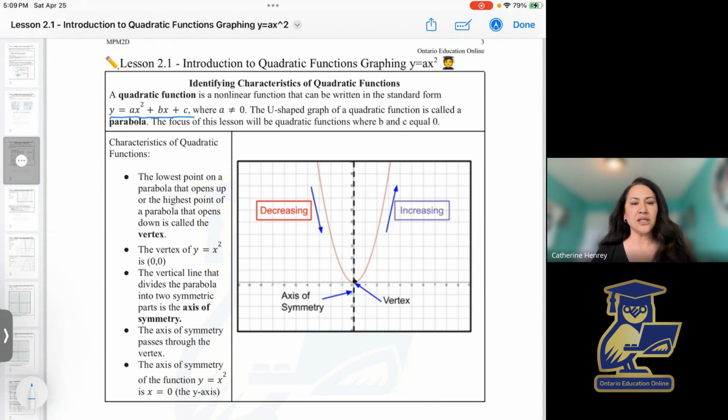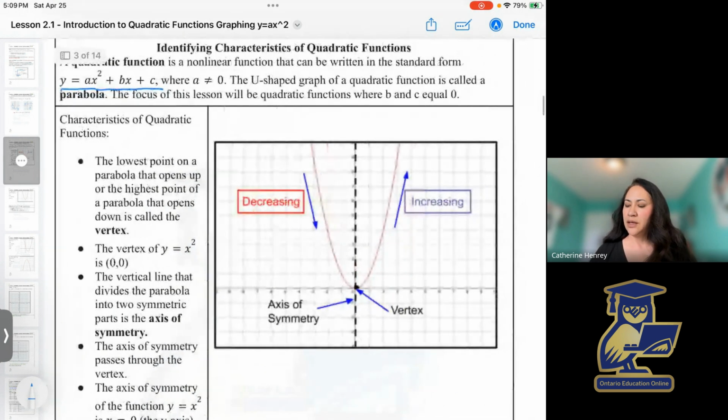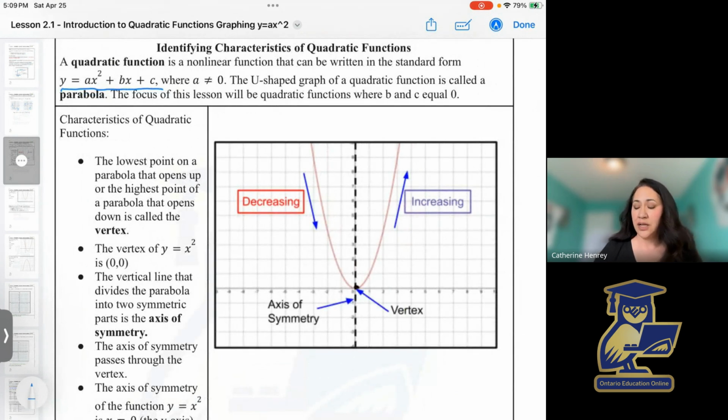So characteristics of quadratic functions. The lowest point on a parabola that opens up, or the highest point of a parabola that opens down, is called the vertex. And if you see on the graph, this parabola opens up, and the vertex is that point at which it changes direction.